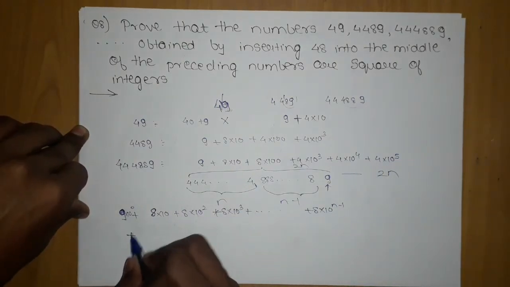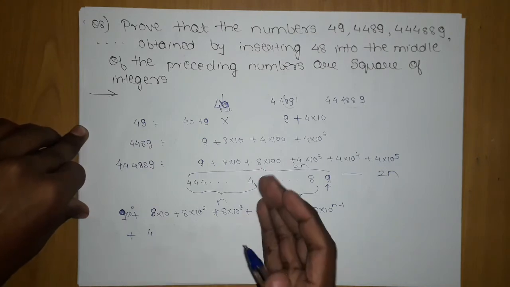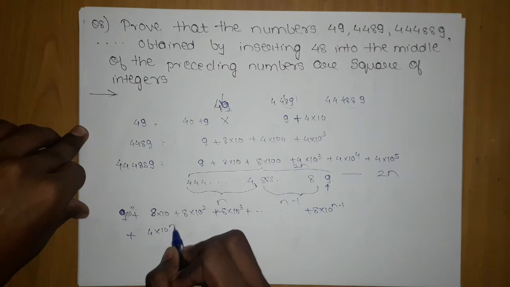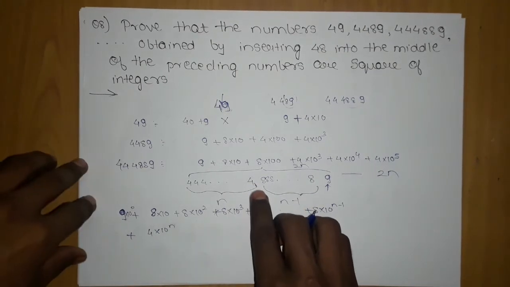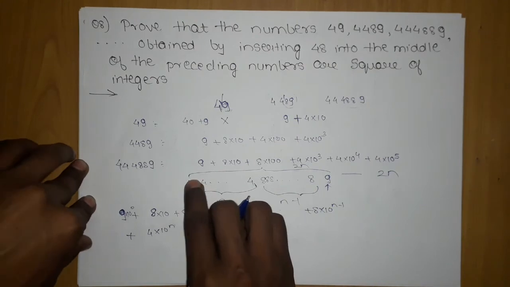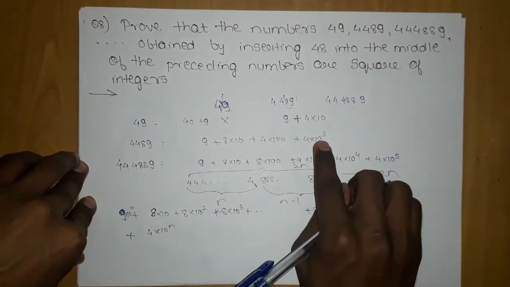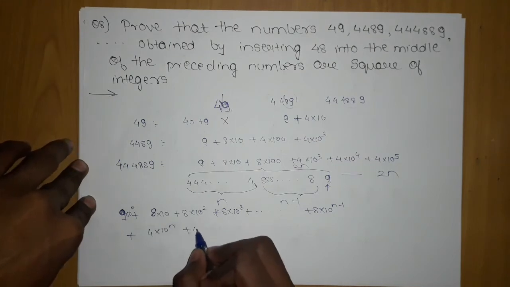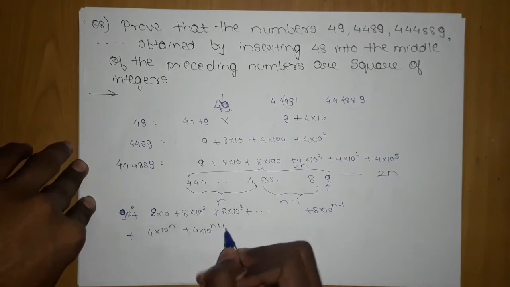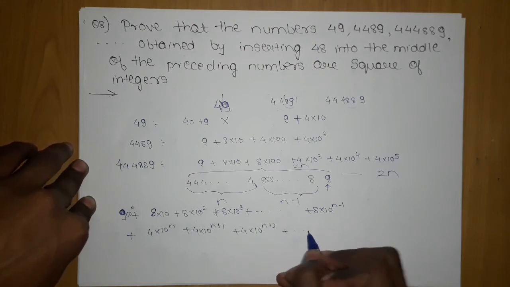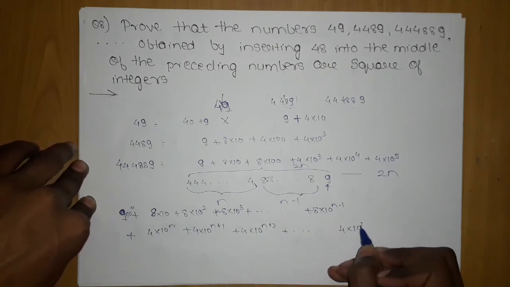Then we will do for 4 plus. Now we will move from here. 4 into 10 the power n. Don't you think, if this is n, here it is from n to what? To 2n. The last is nothing but 10 power 2n. So the second one will be what? 4 into 10 the power n plus 1. After that 4 into 10 power n plus 2. Similarly 4 into 10 power 2n.